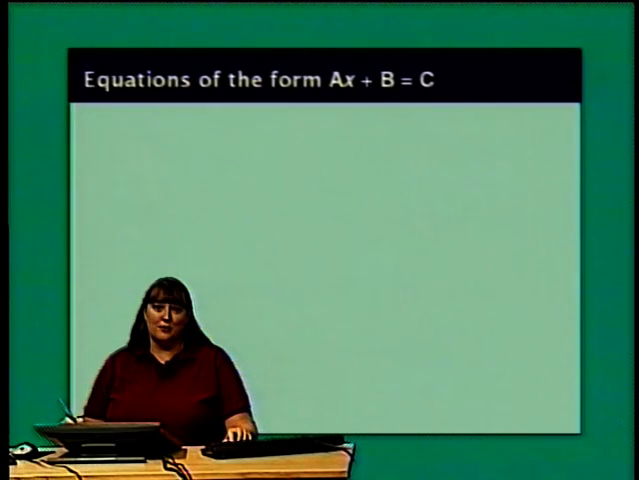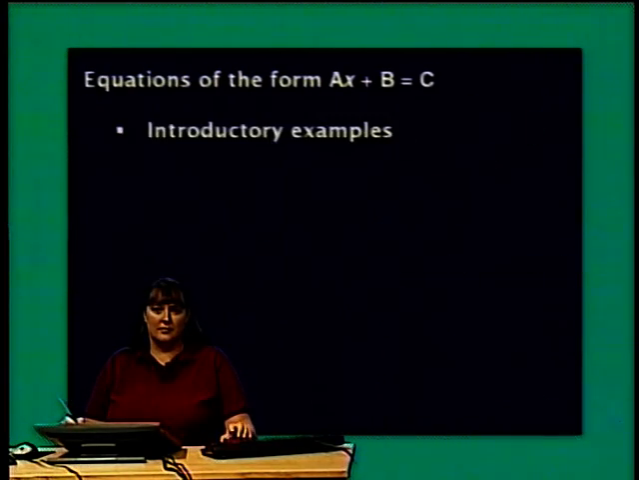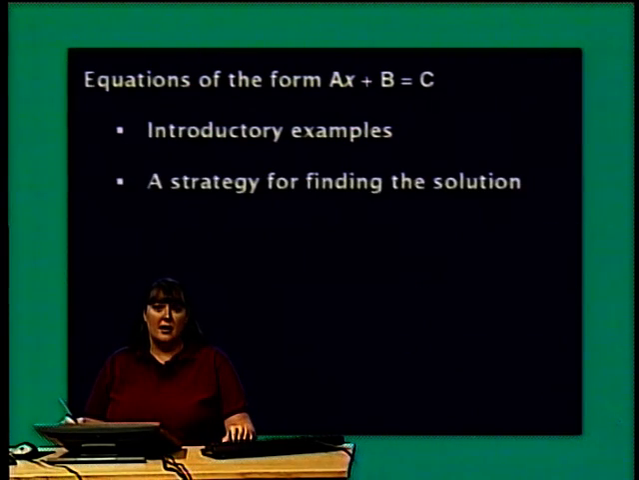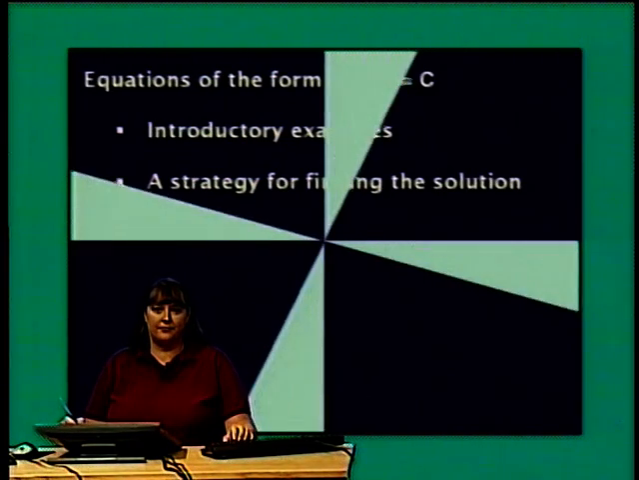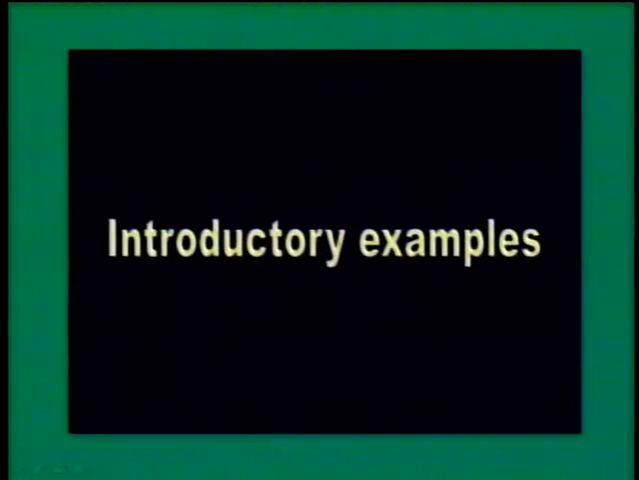I'm going to talk some more about equations of the form Ax plus b equals c, and I'm going to combine the addition property of equality and the multiplication property of equality. First, I'm going to look at a couple of introductory examples, and then I'm going to look at a strategy for finding the solution and go through some examples using the strategy. So let's start with our introductory examples.